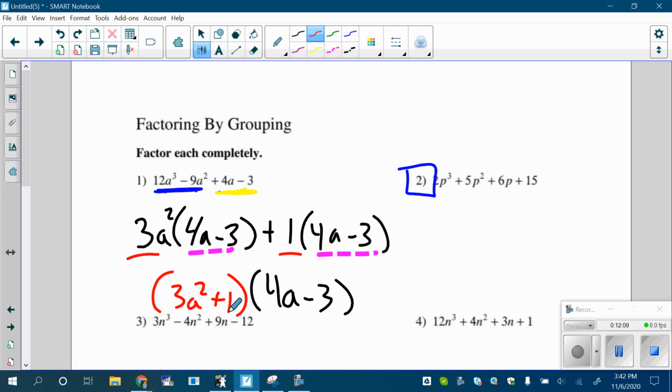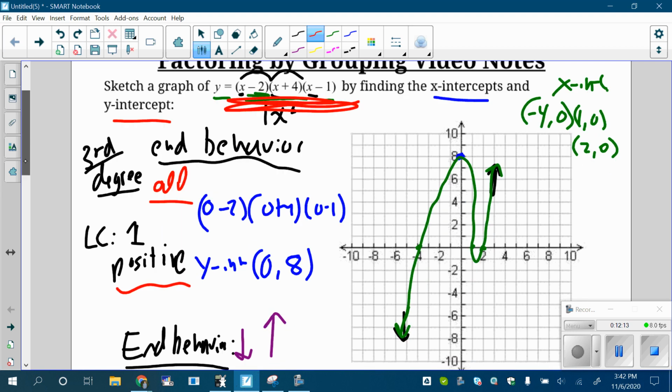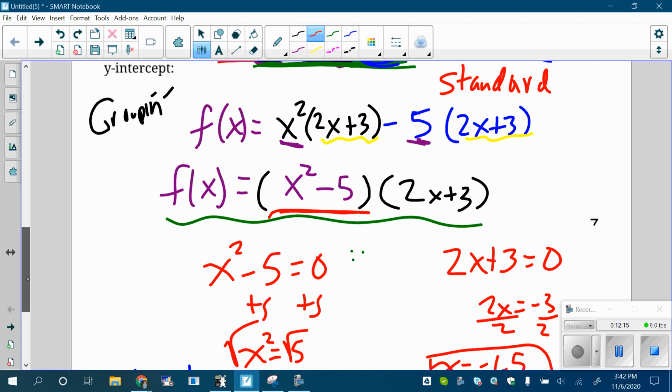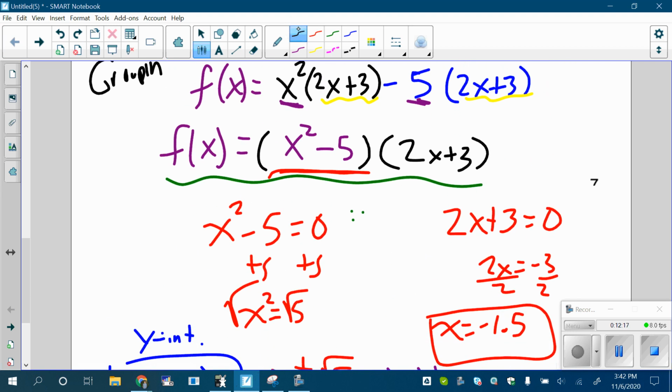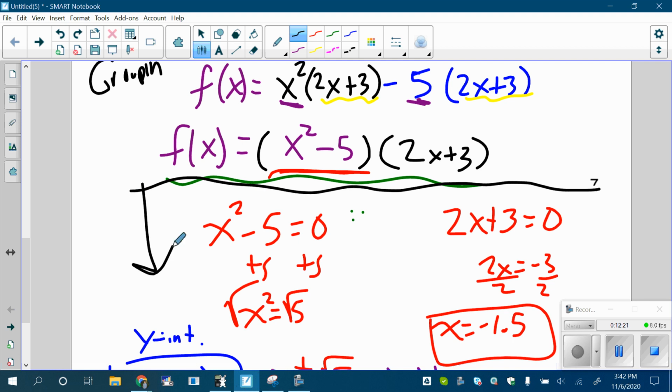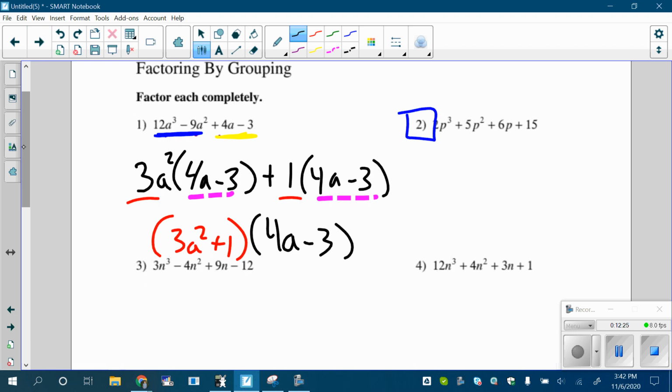Notice we're just stopping there. We're done with this problem. We did the factoring by grouping part. Why do I want you to know how to do factoring by grouping? Because it's ultimately going to help you find x-intercepts. But the whole part below this line is just finding x-intercepts after it's factored. For these problems, I just want you to factor them. It's factored, done. Okay?